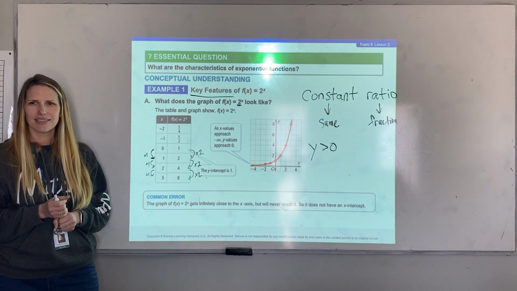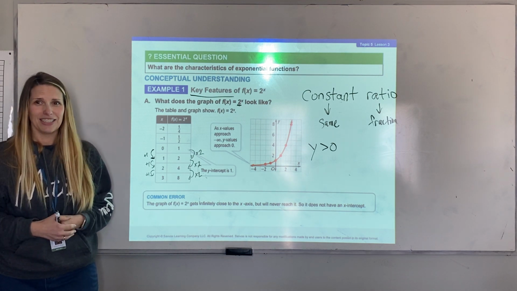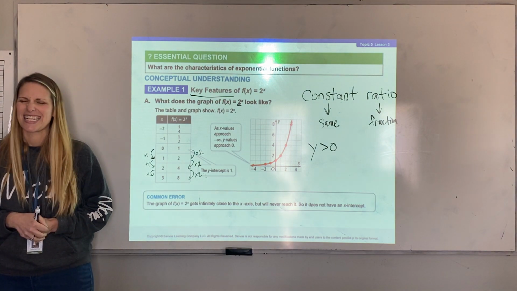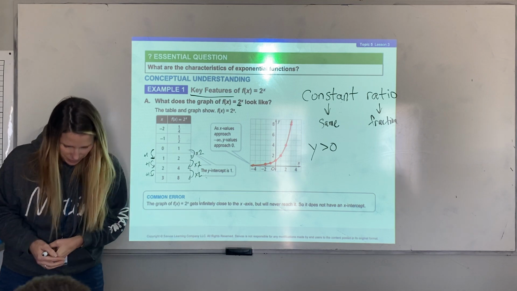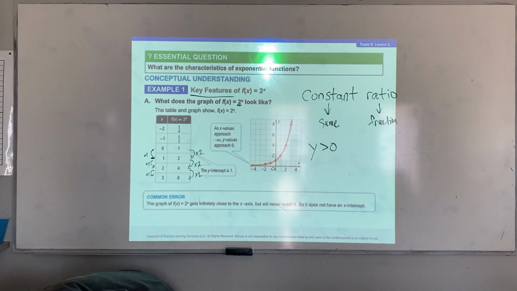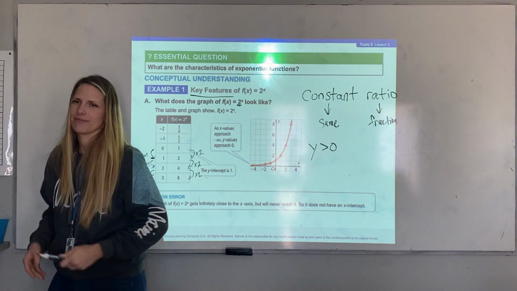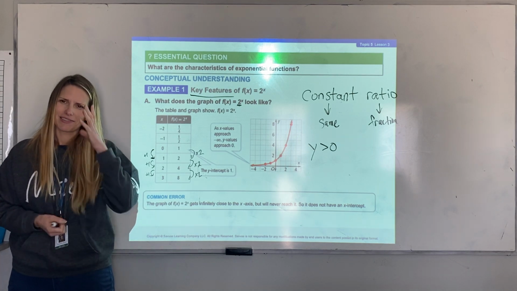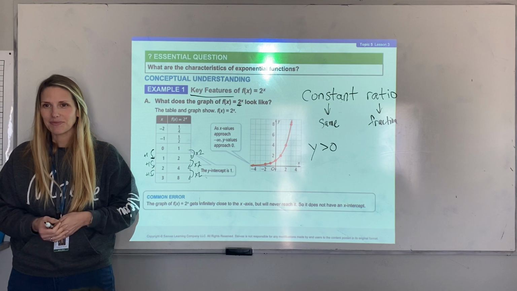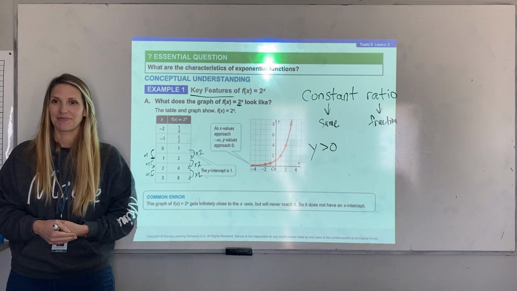Because when the x-axis line is going down, it never touches 0, so it has to be greater than 0.